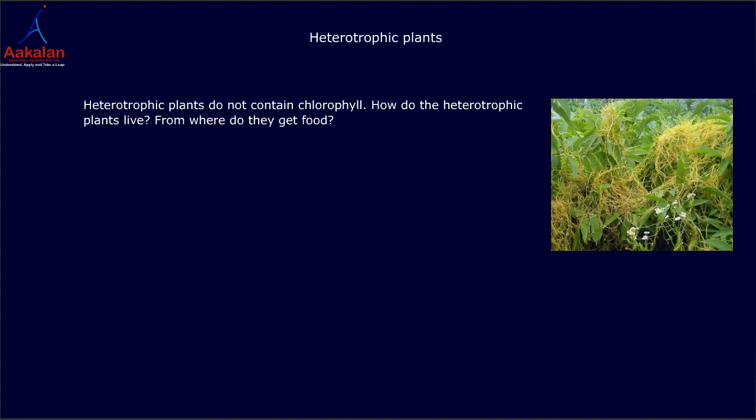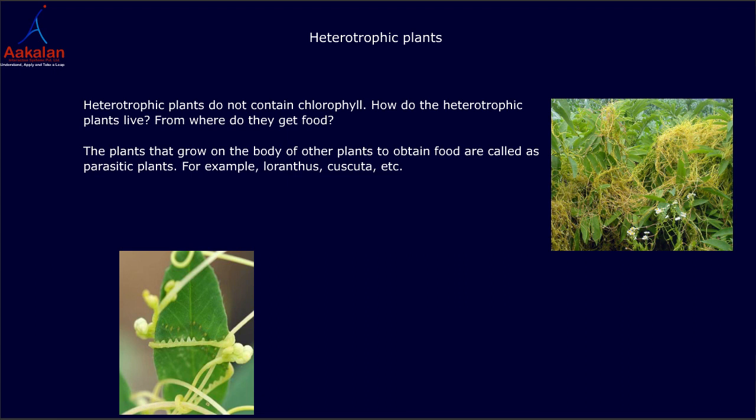Heterotrophic plants. Heterotrophic plants do not contain chlorophyll. How do the heterotrophic plants live? From where do they get food? The plants that grow on the body of other plants to obtain food are called parasitic plants, for example, Loranthus, Cuscuta, etc.